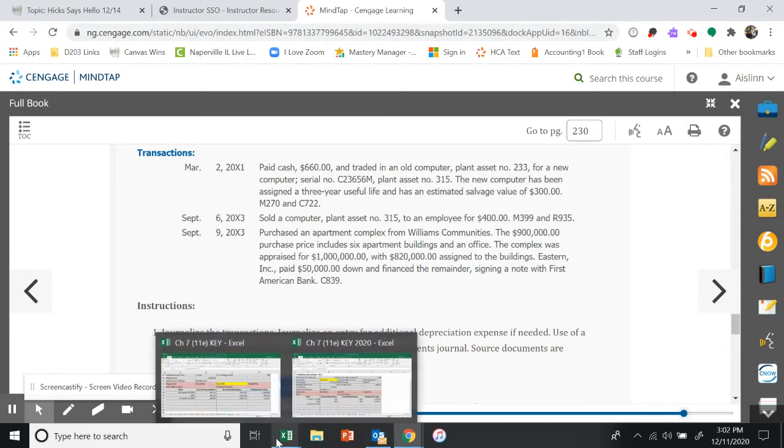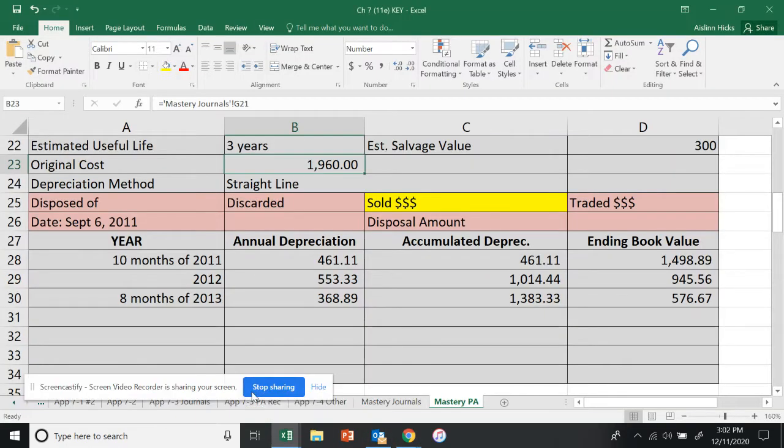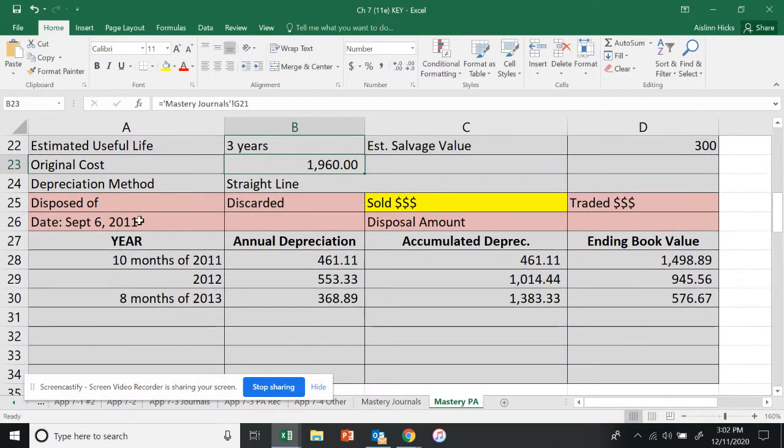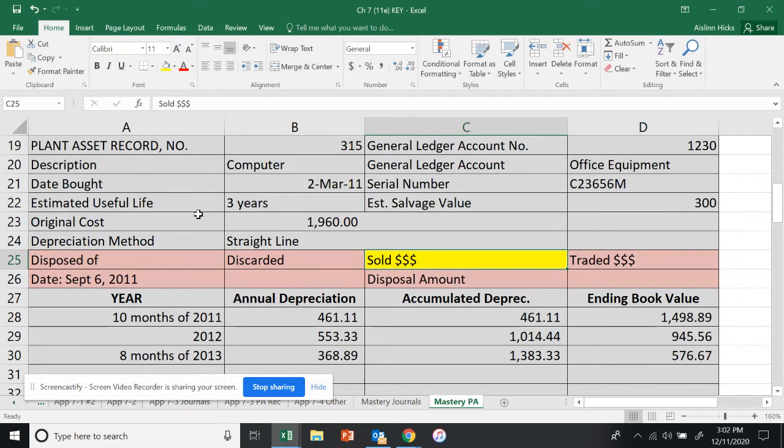So let's knock that out and check it out here in mine. So here's the new computer. I'm selling it September 6th, sold. And I bought it March. So that's 10 months of 2011, all of 2012. And then I'm selling it September 6th. So that means I used it January through August. That's 8 months of 2013.